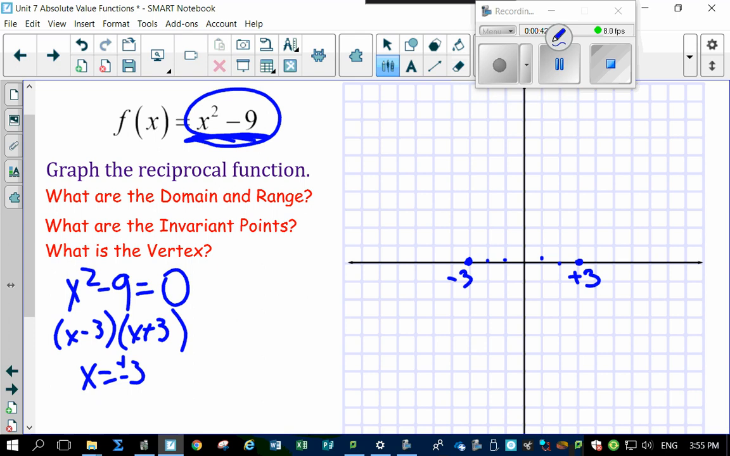And then, of course, we also have to figure out where our vertex is. And our vertex here, you have to remember a couple things. Well, you have to remember your a(x minus p) squared plus q. And if you realize that your p is actually 0 and your q is actually -9, you know that your vertex is at 0, -9.